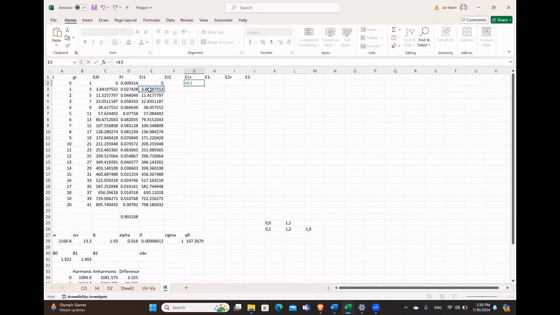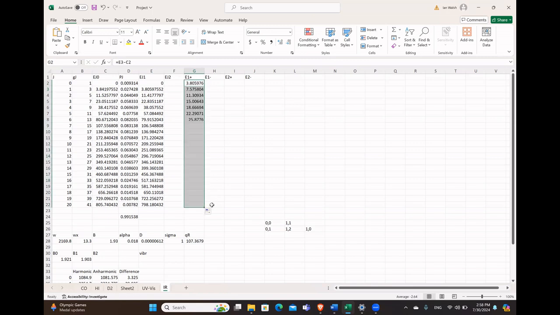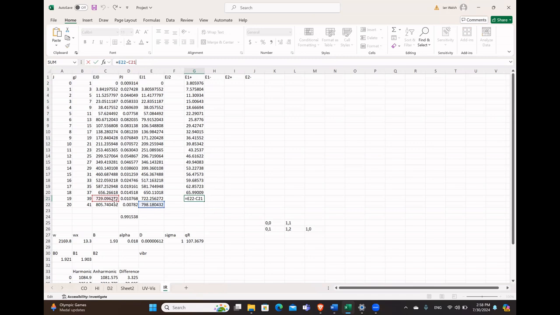And again, we're in the excited vibrational state, so I use this one, and I subtract this number here. And that gives me the difference between them. So in other words, to excite this rotational transition, it takes 3.8 inverse centimeters of energy. And at this point, I can just drag it down here, and we'll get all the different ones. That means I'm off. But we can see here that this one is due to 798 minus 729.